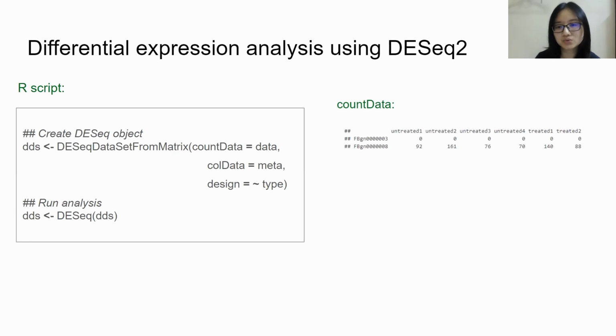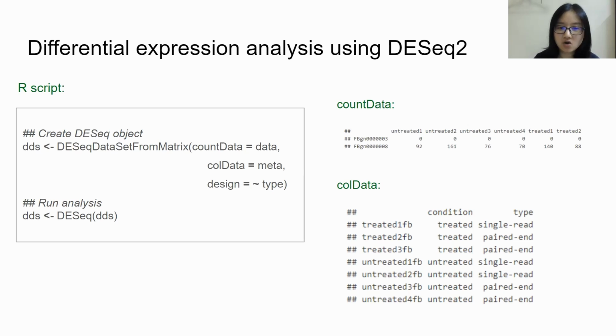Count data refers to the gene expression matrix file, where the row refers to the gene and the column refers to the sample. And the col data is the metadata, also called the sample information. Here they listed two pieces of information, the condition and the type. The design is the factor that you want to compare, and here this is just a single factor, which is the type. After that, we can just run DESeq2, and this step is where DESeq2 runs to get the size factor, the dispersion, and to fit the model, and lastly to compare them using the statistical test.